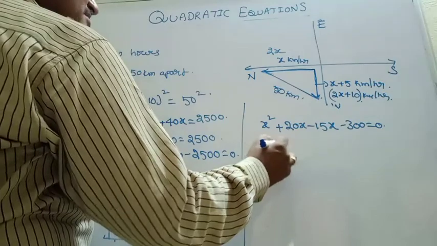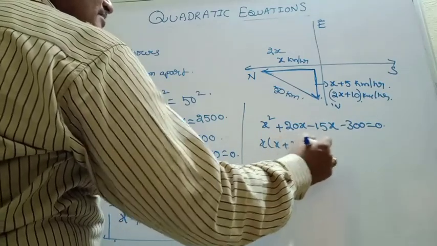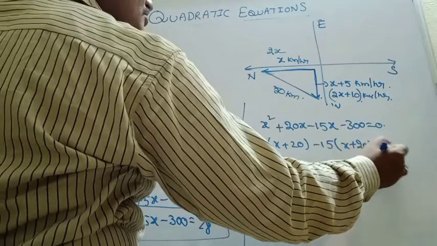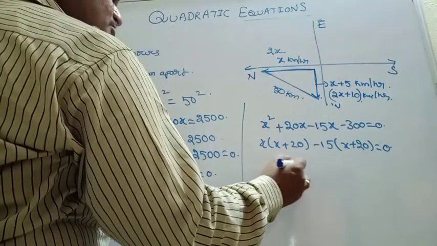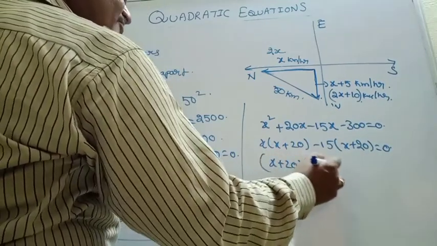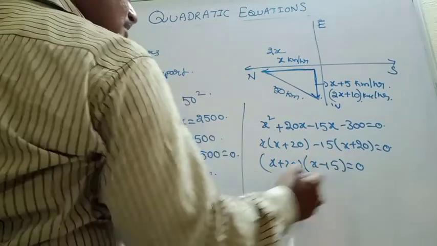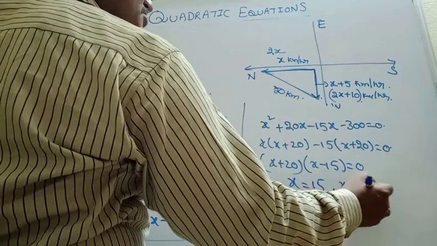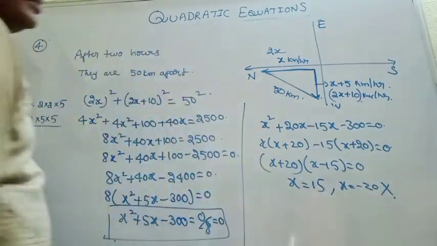If you take x common, x plus 20, and minus 15 common, x plus 20 is equal to 0. Now this is x plus 20 into x minus 15 is equal to 0. That means x is equal to 15. x is equal to minus 20 cannot be true.